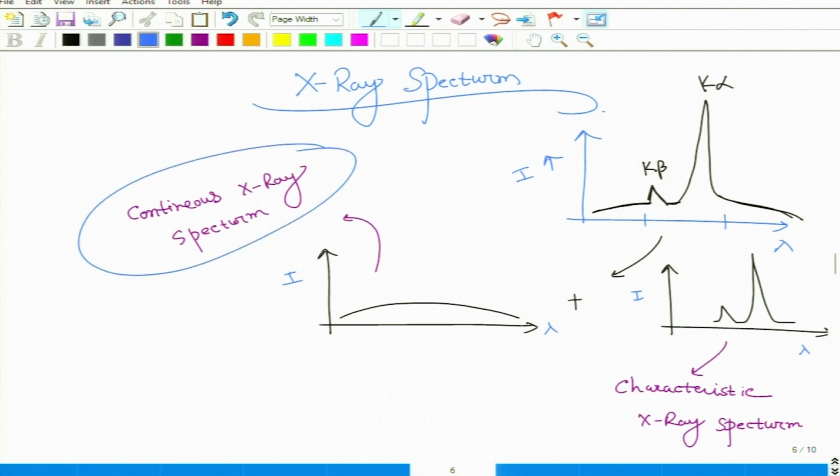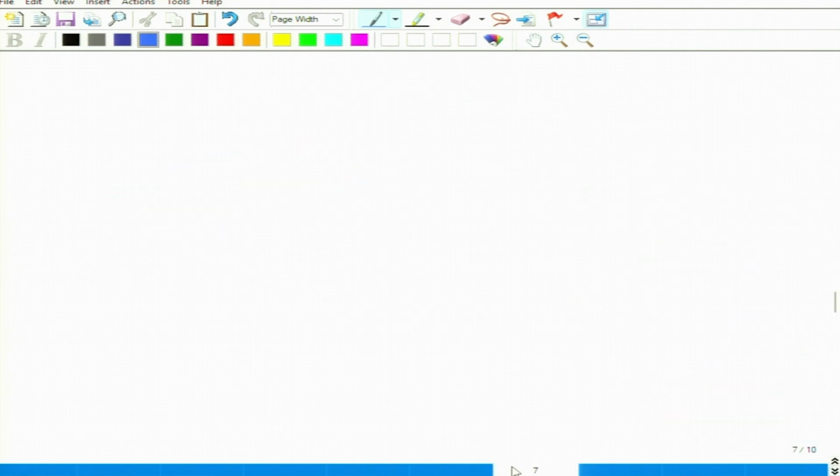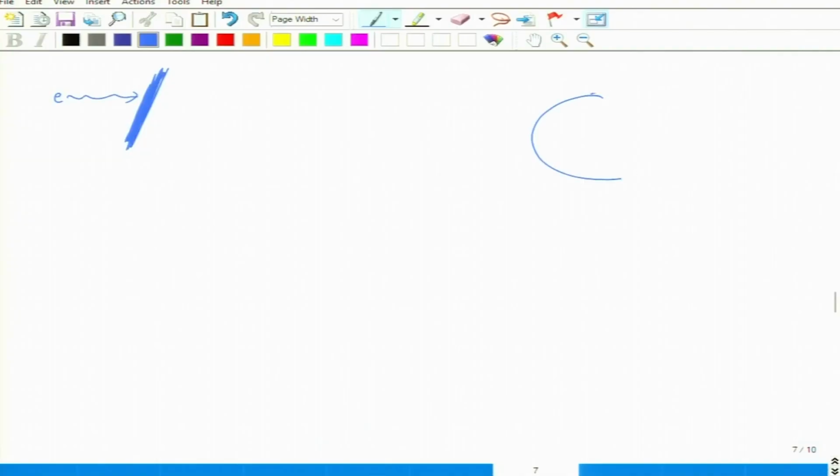continuous X-ray spectrum? When the electron beam bombards a metal surface, what will happen? We have to understand that first, then it will be very easy. So let's take a metal surface, and an electron is going to collide with it. Any metal is constructed of millions of atoms, so let's say there is one atom.